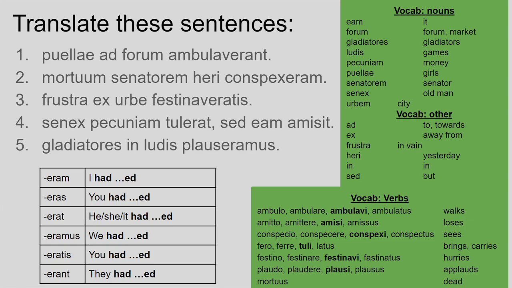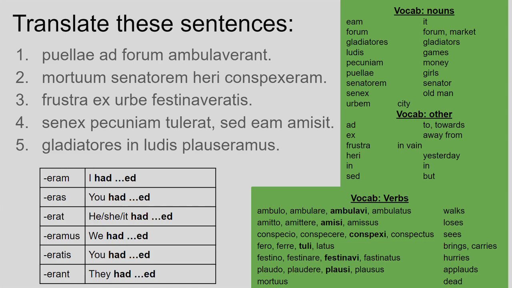It comes from fero, ferre, tuli, latus, meaning bring, carry, and bear, and it's formed from the perfect stem. So this ending tells me it's the third person singular, pluperfect. So it means "he had carried" or "he had brought". Therefore, I need a singular nominative to match. I have senex, which means the old man. What had he brought? Well, I've got pecuniam in the accusative, which means money. So I've got the old man had brought money.